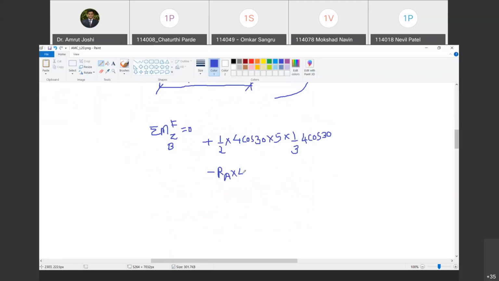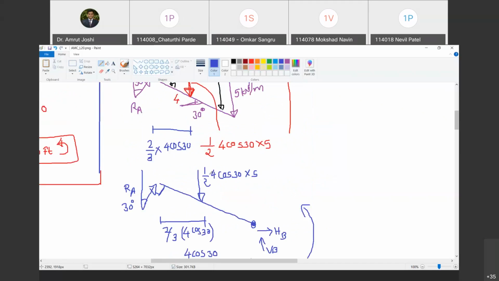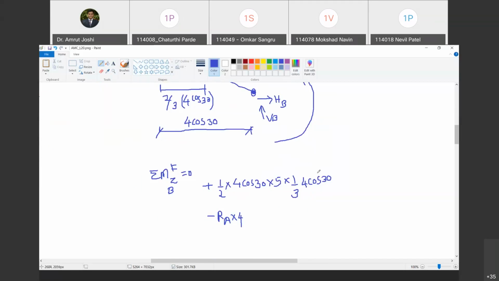Yes. You have to note this point very carefully. Look, what did I do while taking the moment of the vertical force? I have considered the horizontal distance between point B and this force. Why? Because you have to draw a perpendicular from the point where you want to take the moment on the line of action of the force. The line of action of the force is vertical, so that perpendicular is going to be horizontal. So I am interested in this horizontal distance. This horizontal distance is 1/3 of 4 cos 30. So while calculating the moment of this force, the horizontal distance considered was 1/3 of 4 cos 30. That's why that is taken.